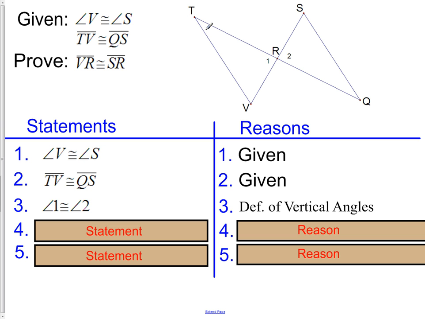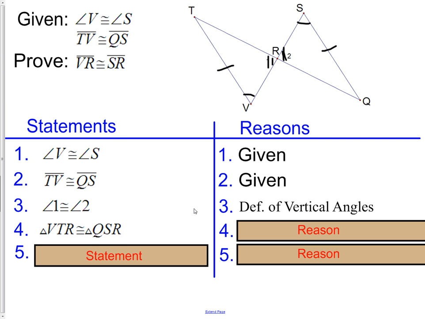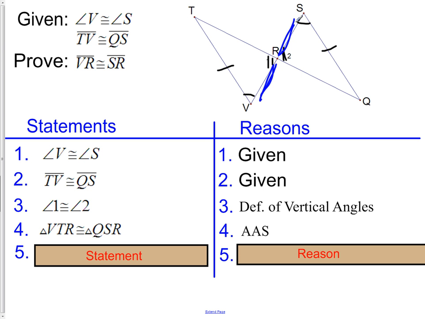If we mark the picture, we now have angle V congruent to angle S, side TV congruent to side QS, and we just put that angle 1 is congruent to angle 2. Now we can say that triangle VTR is congruent to triangle QSR. The reason is angle, angle, side. Now we're left with trying to figure out why is VR, the side right here, congruent to the side SR.